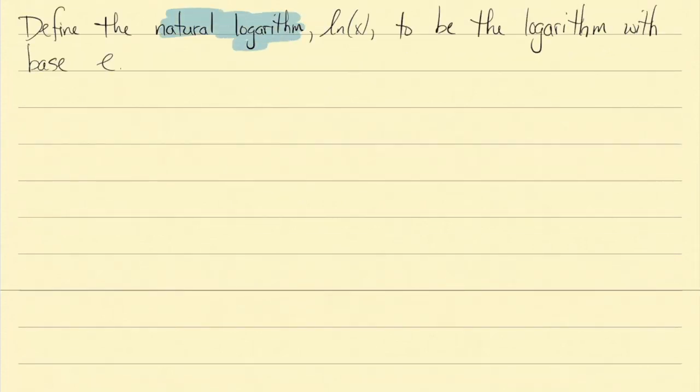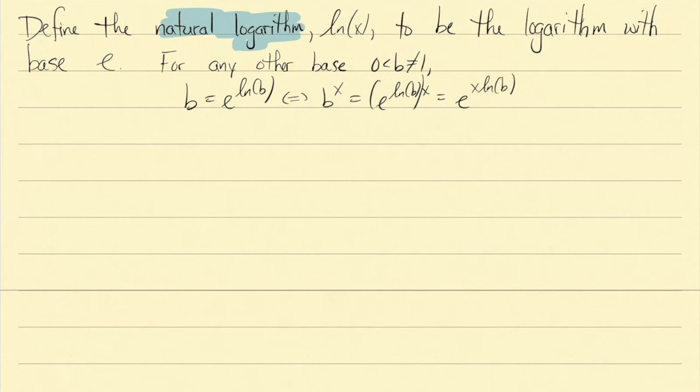Once we have the natural logarithm, we can change between bases by remembering that for any number b, which is larger than 0 and not equal to 1, we can express b as e raised to the natural log of b. If we raise both sides of this equation to the x power, then we get, in the exponent of the natural exponent e, x multiplied by the natural log of b. That is the same thing as b to the x.